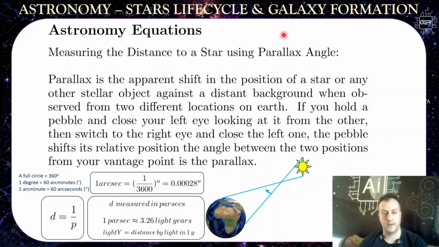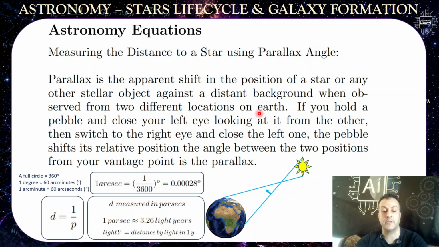Astronomy equations. Let's start with measuring the distance to a star using parallax angle. Parallax is the apparent shift in the position of a star or any other stellar object against a distant background when observed from two different locations on the Earth.